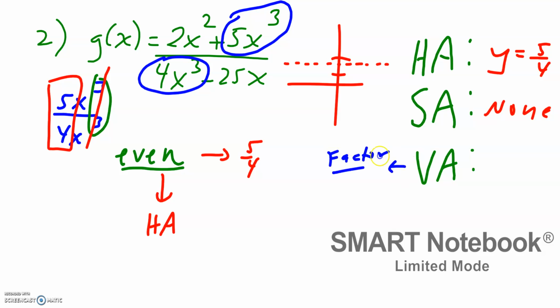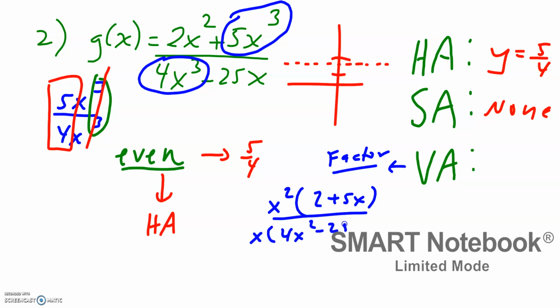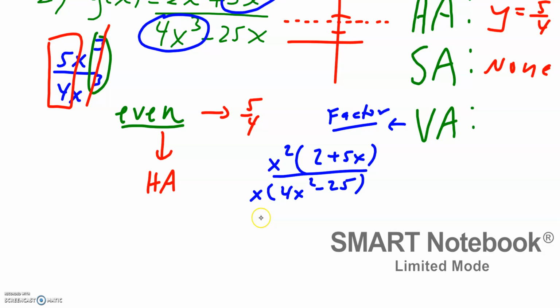If you'd like to find the vertical asymptotes, what you need to do again is factor and look. So in the numerator, if you look at the original function in green, you could take out an x squared, and if you did that, you'd be left with 2 plus 5x. And in the denominator, if you factored, you could take an x out, and then you'd be left with 4x squared minus 25. So at this point, there's nothing else you can do in the numerator, so I'm going to rewrite that. But your denominator, this piece, you can keep factoring.